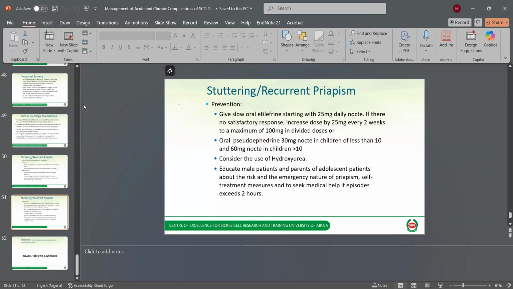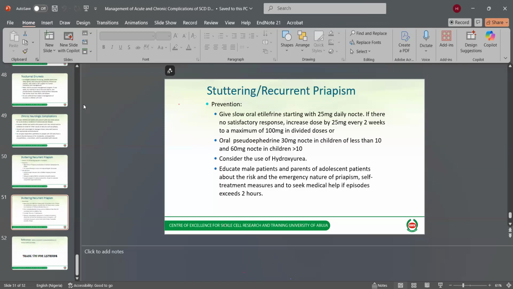Then you monitor the patients in terms of improvement of the hemoglobin, and also in terms of other complications, because hydroxyurea can suppress the red cell count, the white blood cell count, and the platelet count. So you monitor, and if the hemoglobin is not improving well, you can increase the dosage. Instead of using 15 milligram per kilogram body weight, you can increase it to 20 milligram per kilogram body weight.